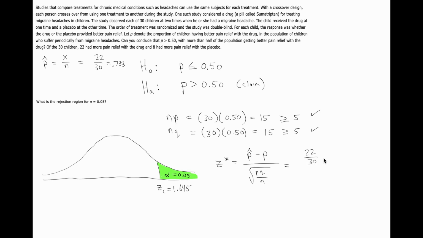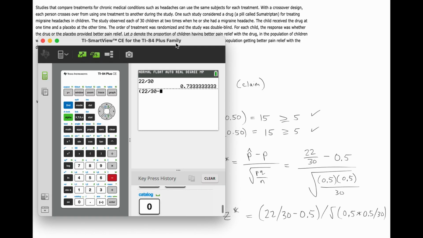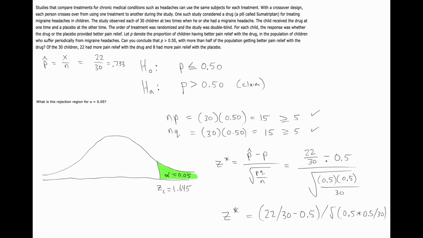22 out of 30 for p hat. P is 0.5. We'll divide by the square root of p times q divided by n. And we'll plug this into the calculator. z star is 2.56.